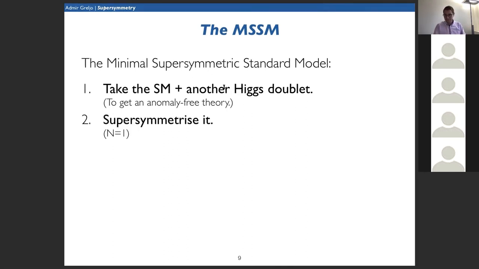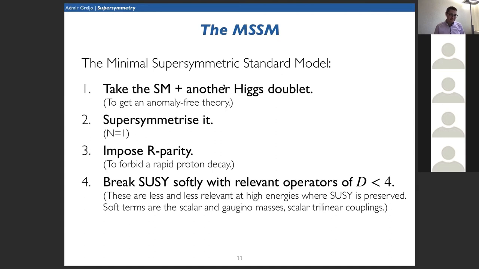Then you supersymmetrize it in a minimal way, N equals 1 supersymmetry. Then you impose R parity, this discrete Z2 parity, otherwise you would have problems with proton decay. And then you need to break supersymmetry for phenomenological reasons, since we haven't observed it. You break supersymmetry in a soft way, meaning you only put in scalar masses, gaugino masses, or scalar trilinear couplings. And this is the MSSM.